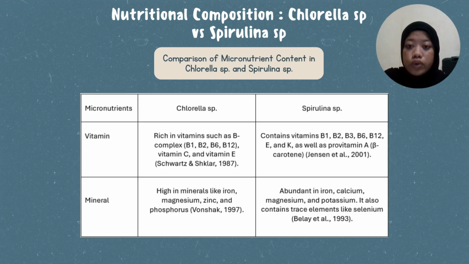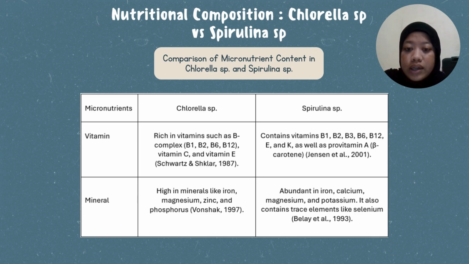Next, I will continue to explain about micronutrient content in both phytoplankton. First, we have vitamins. Chlorella contains vitamin B complex, which is B1, B2, B6, and B12, and also has vitamin C and vitamin E. While spirulina contains vitamins B1, B2, B3, B6, B12, vitamin E, and vitamin K, as well as provitamin A.